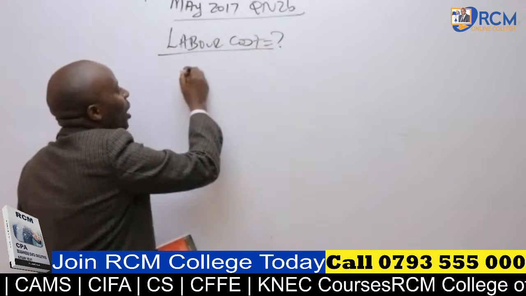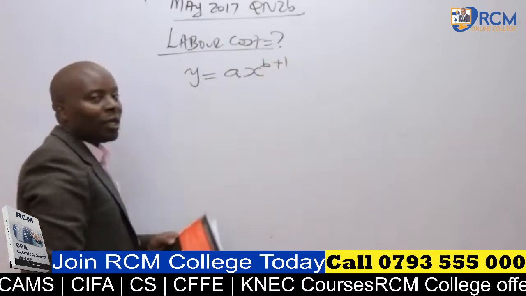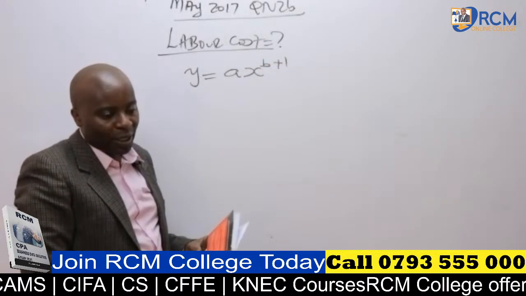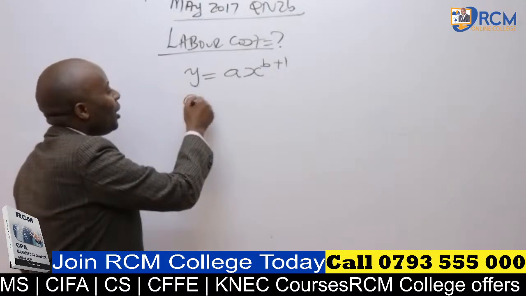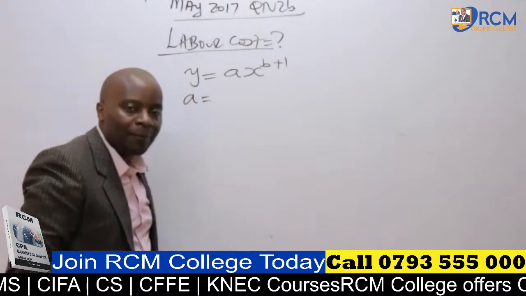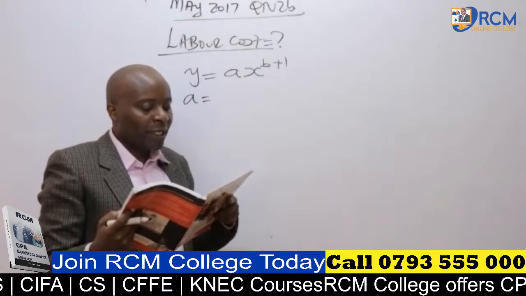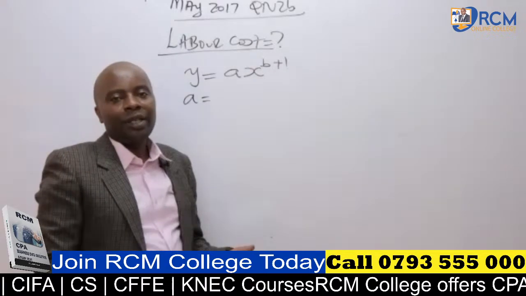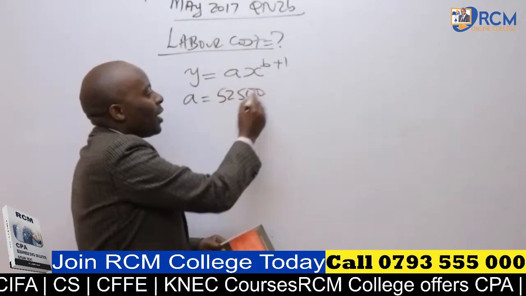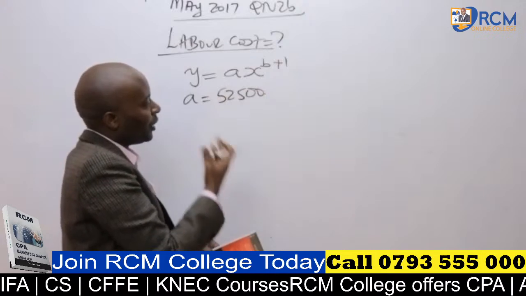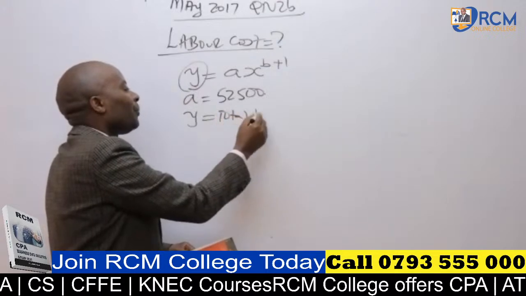So labor cost, why am I saying this is the only technical thing? Because this is what they want you to estimate using our learning curve formula, which is y equals ax raised to power b plus 1. I know A is the time taken to produce the first unit. In this particular case, they never gave us time. They just gave us the total direct labor cost of the first batch. So meaning that our A is Kenya shillings 52,500, the cost of producing the first unit. So automatically Y here will be the total labor cost.